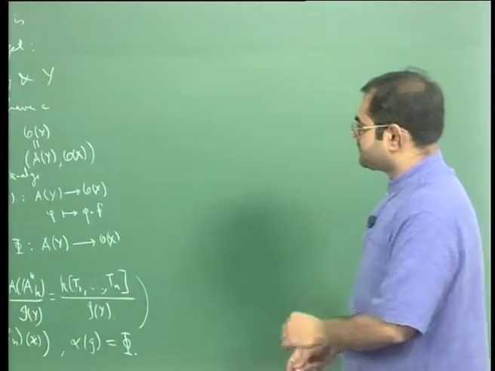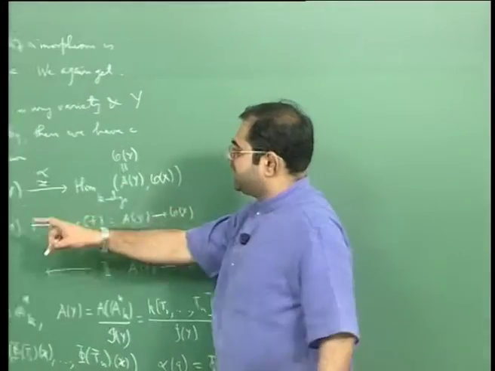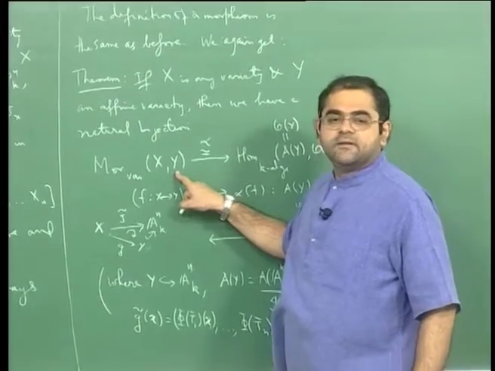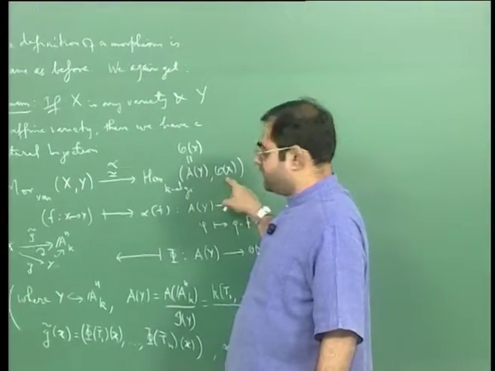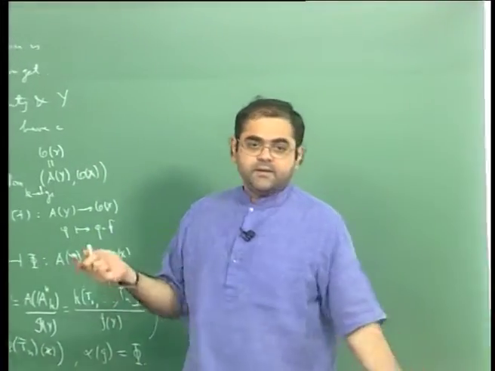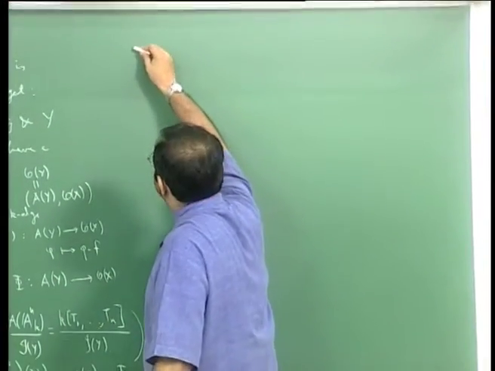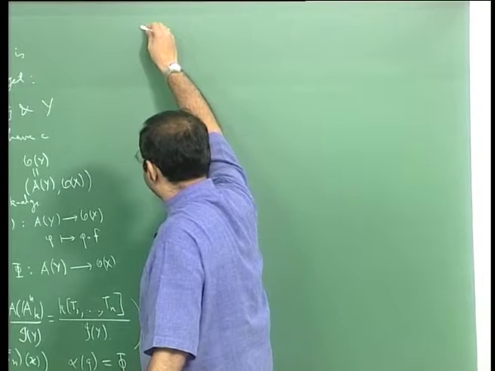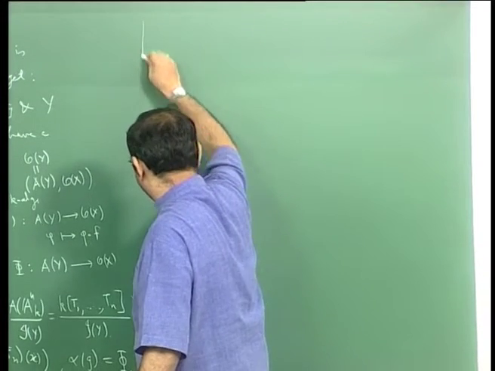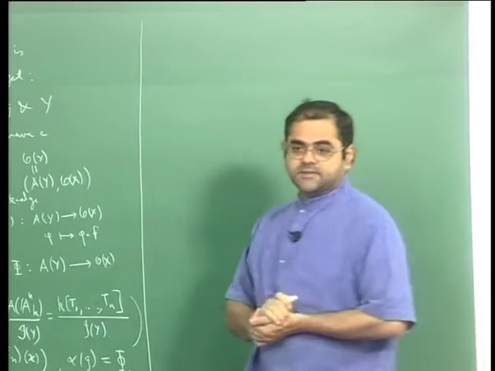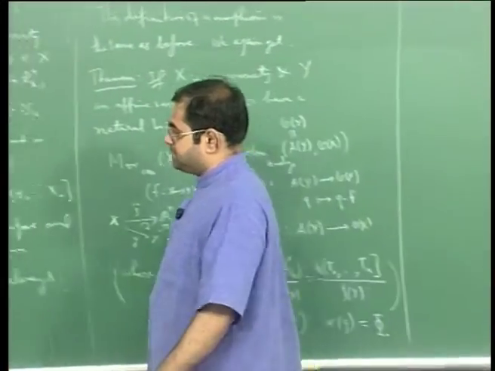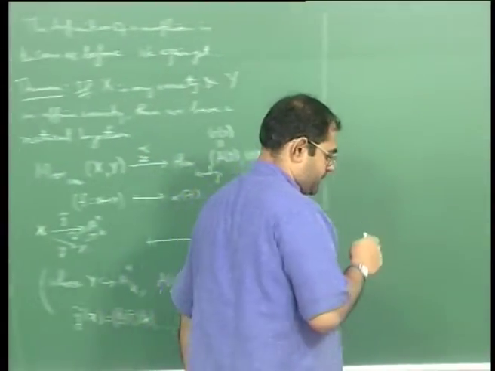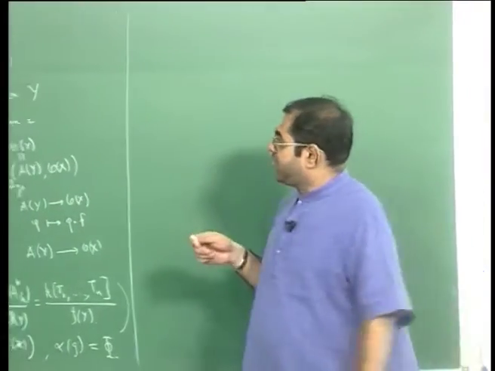So you can check this theorem. In particular, if I take y equal to A1, it will tell you that the morphisms from X to A1 are the same as the regular functions on X. So just as in the affine case, the regular functions are the same as morphisms into A1, there is really no difference. The same proof works.